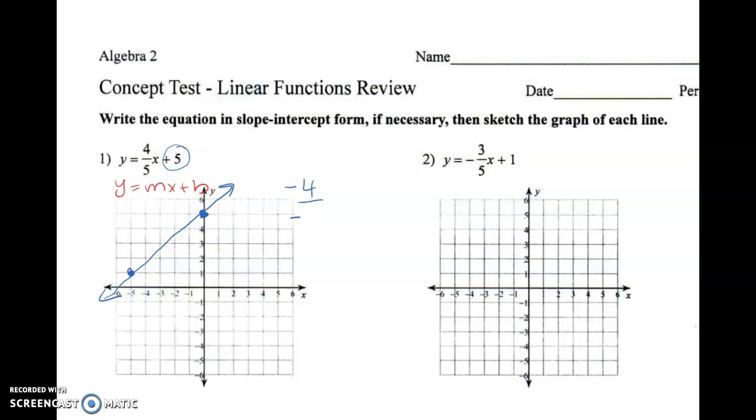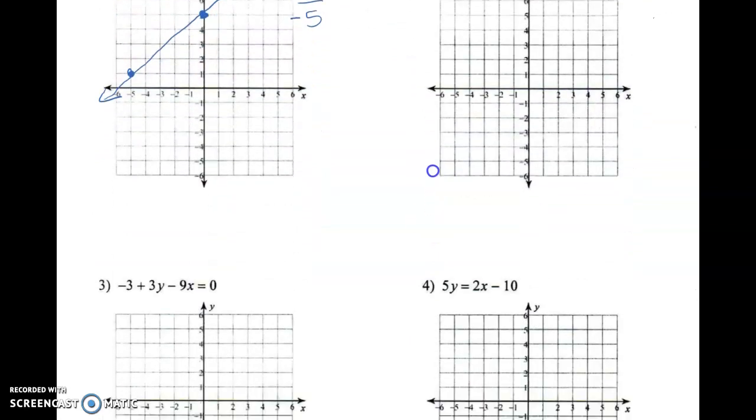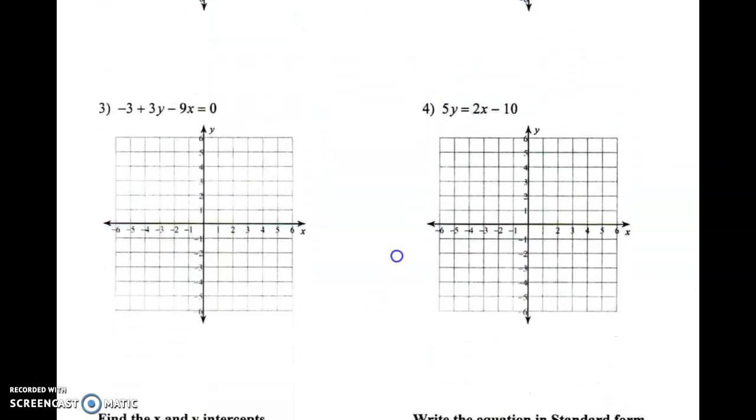Question 2 is similar, except that our slope is negative 3 over 5, so we would go down 3 and over 5 after we plot our b. So I'm going to move on to question 3 and 4.